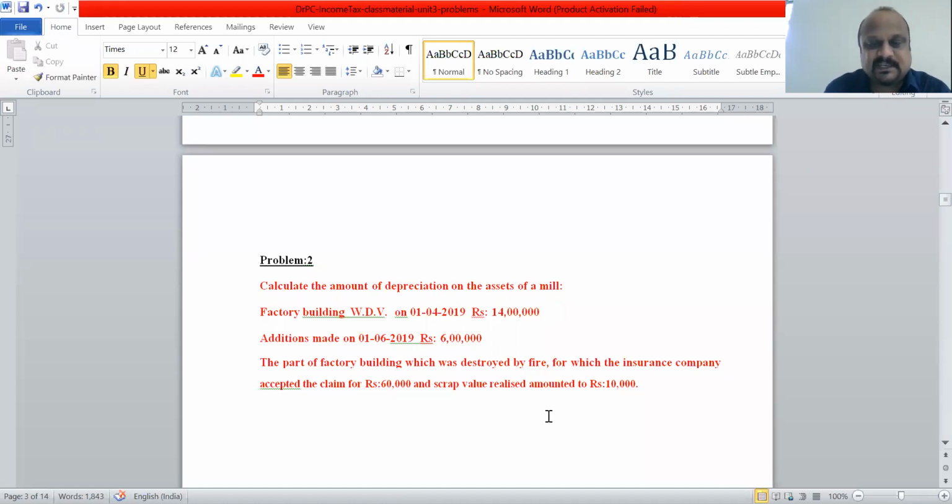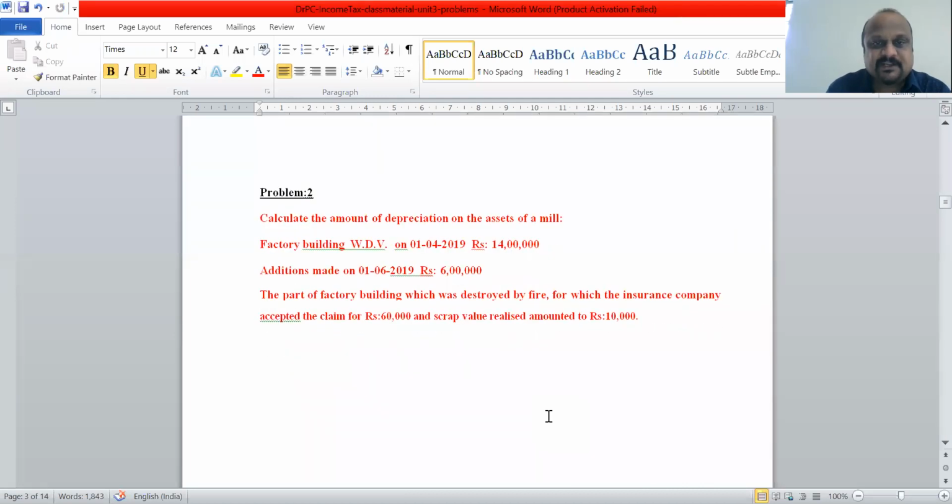So now moving to the second problem, again on depreciation. Calculate the amount of depreciation on the assets of a mill. It's a factory building. The WDV, written down value, on 1st April 2019, in the beginning of the previous year, was rupees 14 lakhs. Additions made on 1st June 2019 are rupees 6 lakhs.